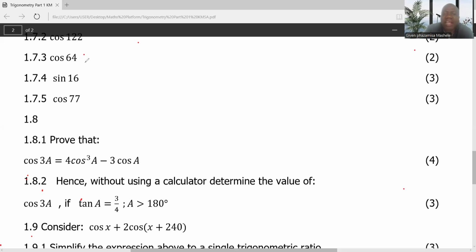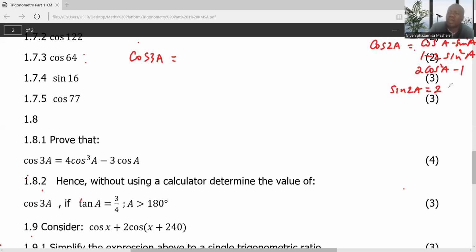Cos 3a is a triple angle. And since it is a triple angle, we cannot just write it as a plus a plus a. It means now, what do you know? We are used to double angles, not compound angles, and not triple angles. We are used to the double angle of cos, which is cos squared a minus sine squared a, 1 minus 2 sine squared a, they are there in the formula sheet, 2 cos squared a minus 1. And also the double angle for sine, which is 2 sine a cos a.